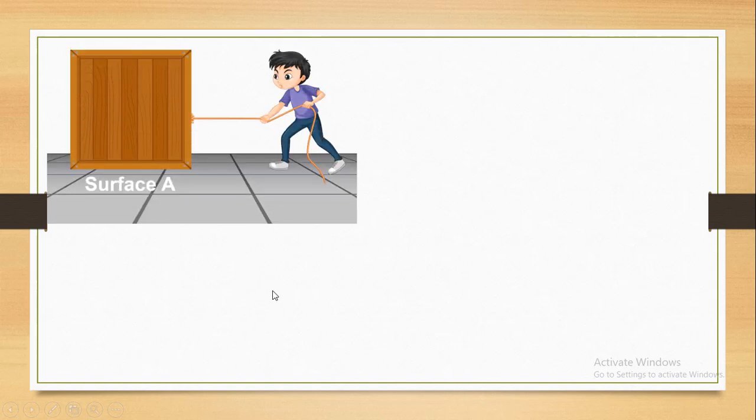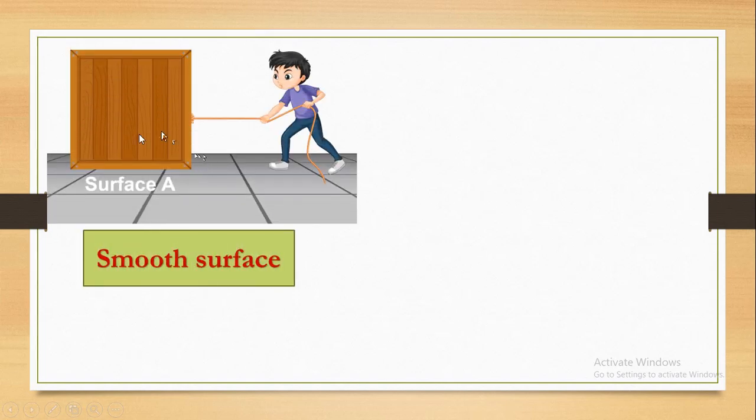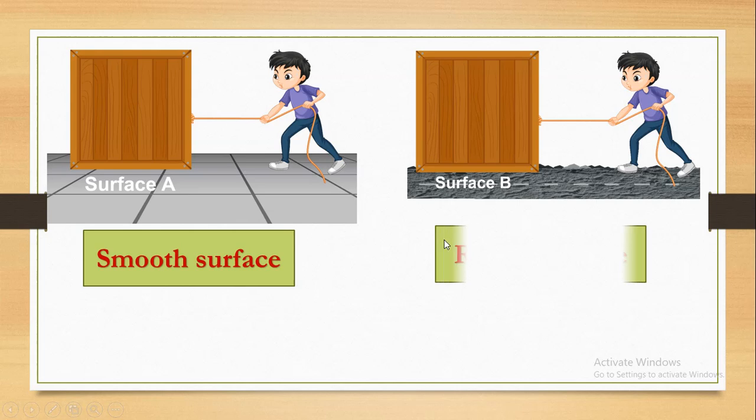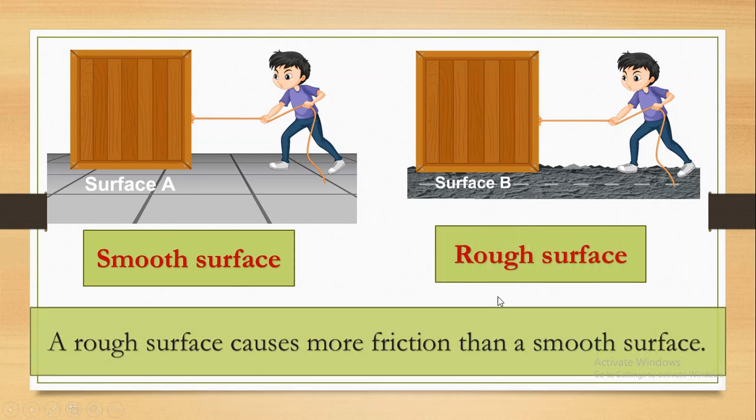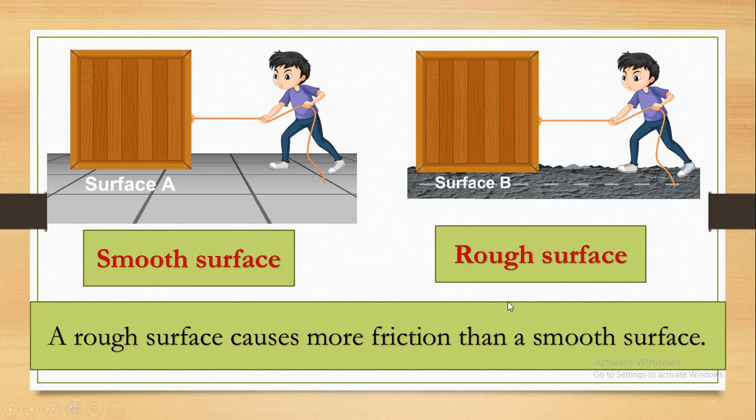Now this boy here is pulling the box on a smooth surface. There is a friction force between the bottom of the box and the surface, right? But it is a smooth surface. That means the friction will be less than on the rough surface. A rough surface causes more friction than a smooth surface.